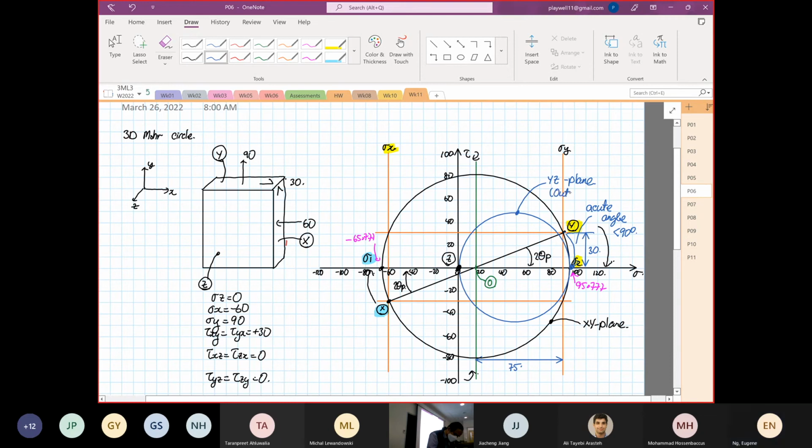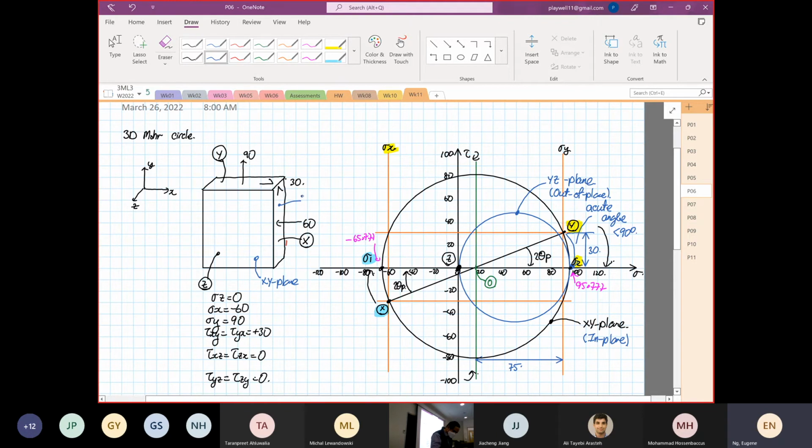Out of plane. Your XY plane now is your in-plane, because the surface area is the biggest. So over here, this is your XY plane.